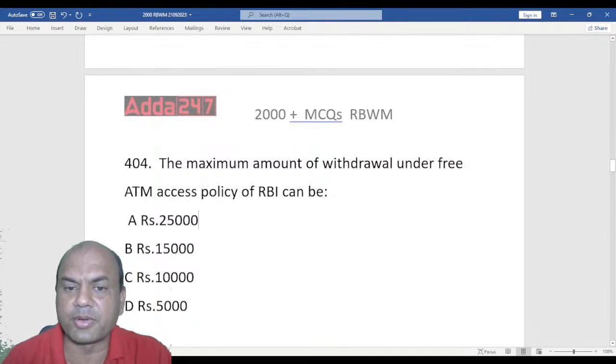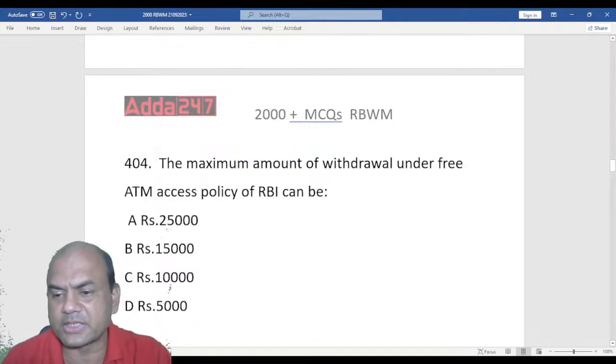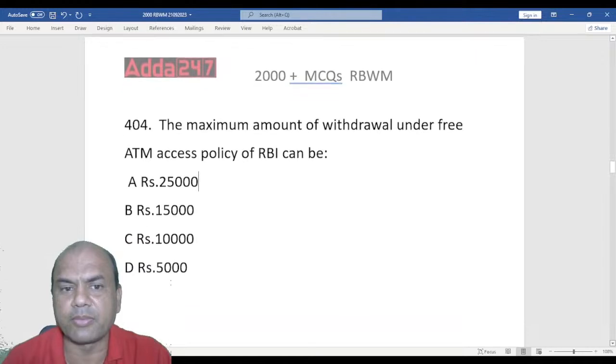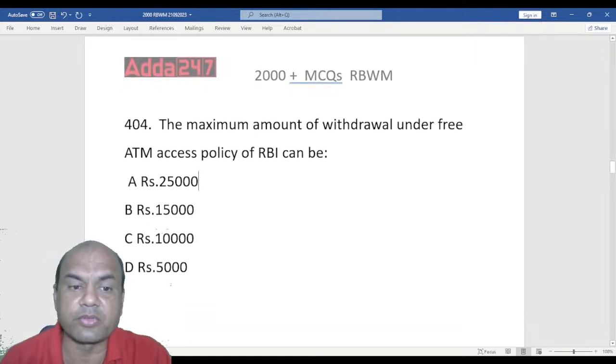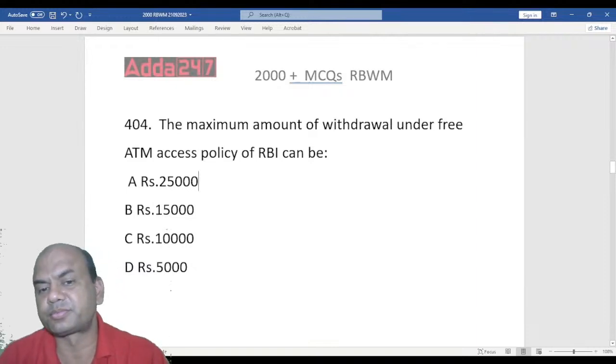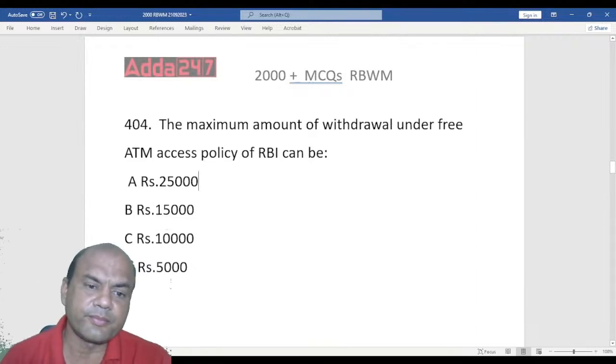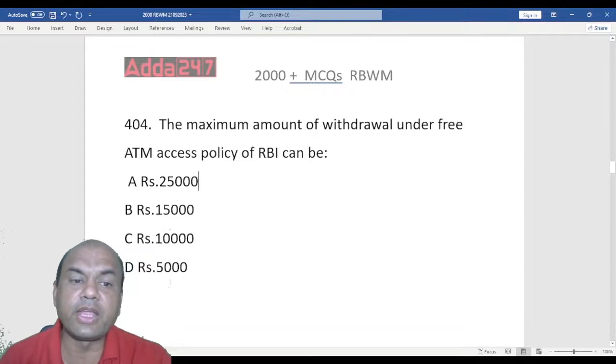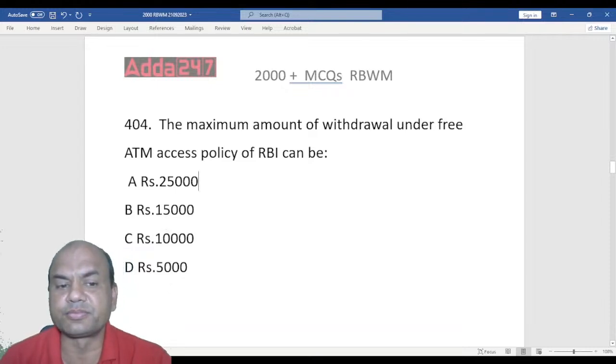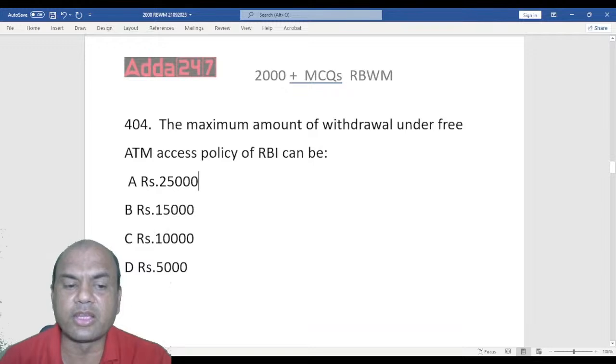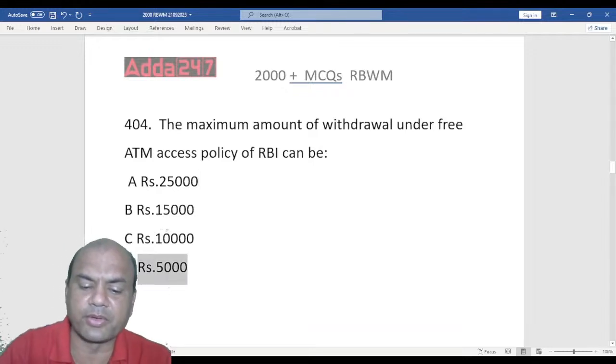So, the maximum amount of withdrawal under the free ATM access policy of RBI can be what? 25,000, 15,000, 10,000, 5,000. Under the free ATM access policy, it can be what? Let me change this answer. None of the above.